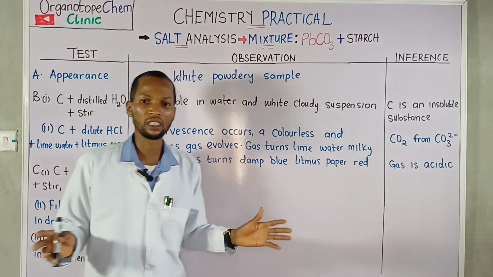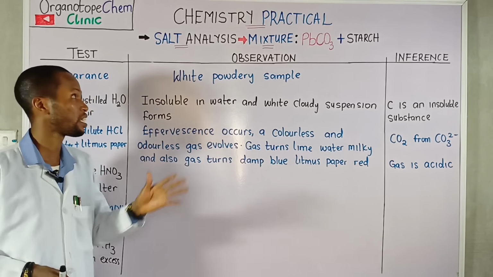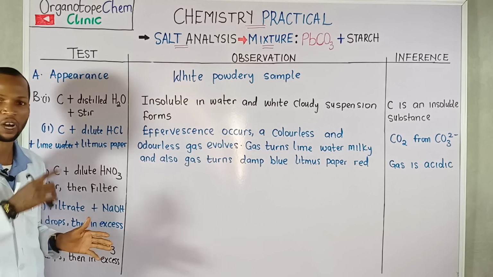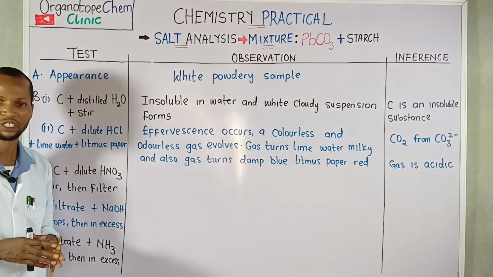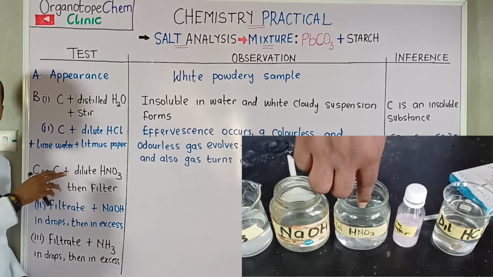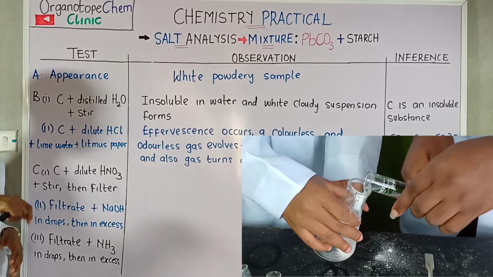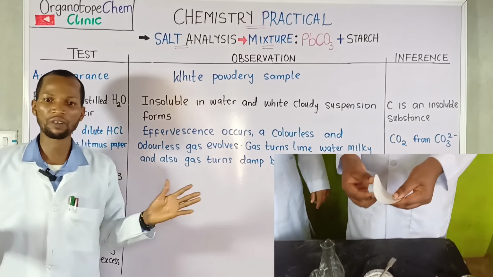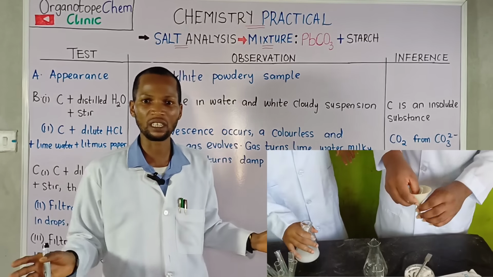Can we proceed to determine the metal ion? In order to determine the metal ion, also known as the cation, in this salt analysis, we have to prepare a filtrate and residue from the mixture. So we have to carry out the process called filtration of our mixture. And this will lead us to the next test. In C Roman figure 1, we have to add dilute HNO3 to our fresh sample C. Then we stir properly and we can then filter the mixture in order to get our filtrate, which we are going to use to conduct the test for the cation present, which is the metal ion.